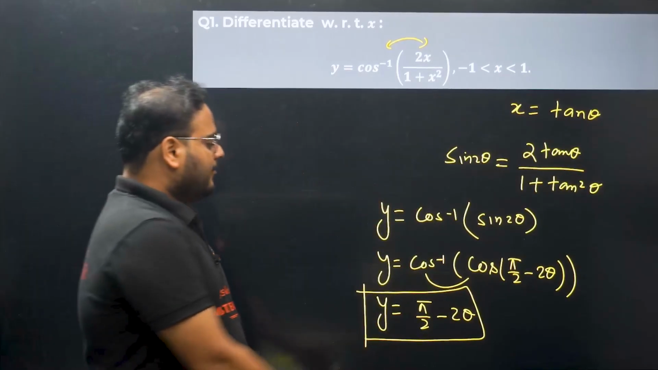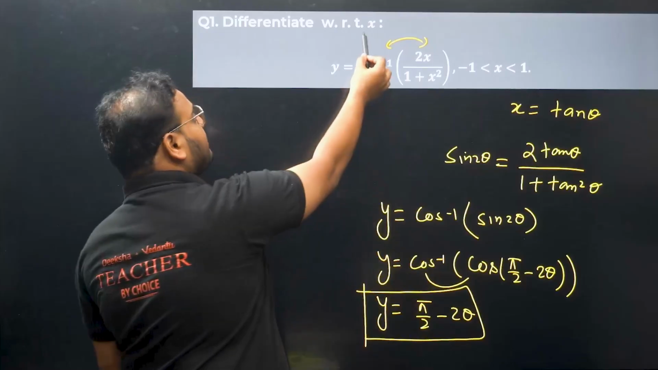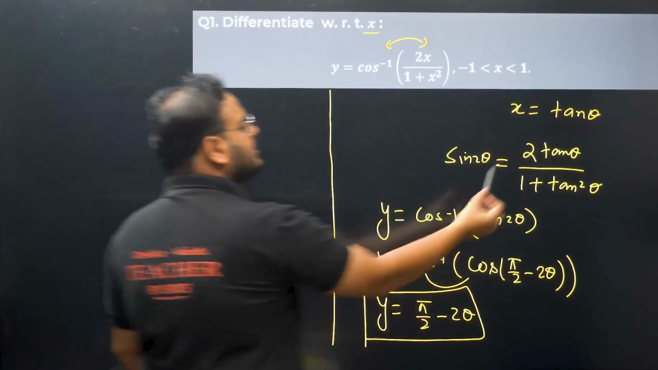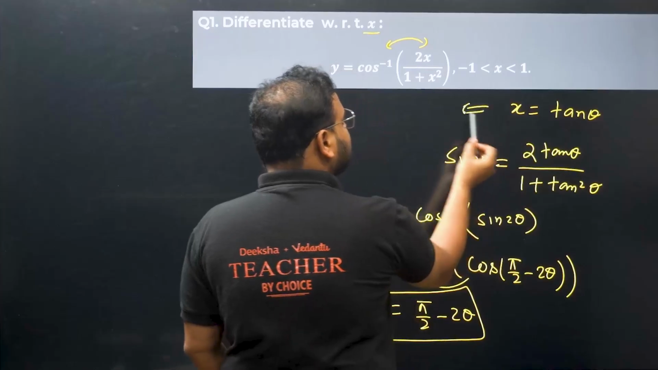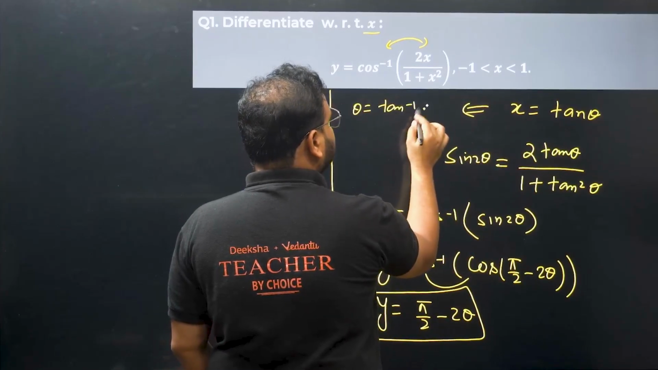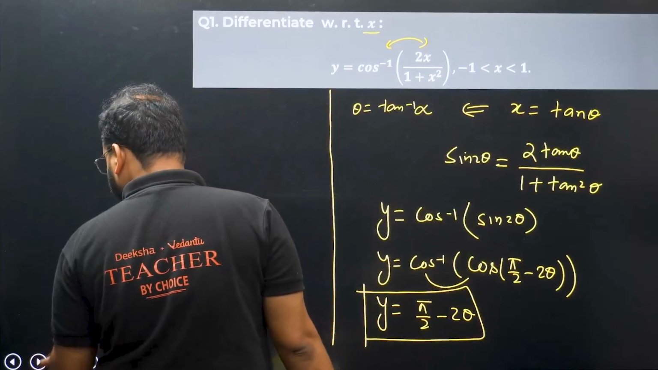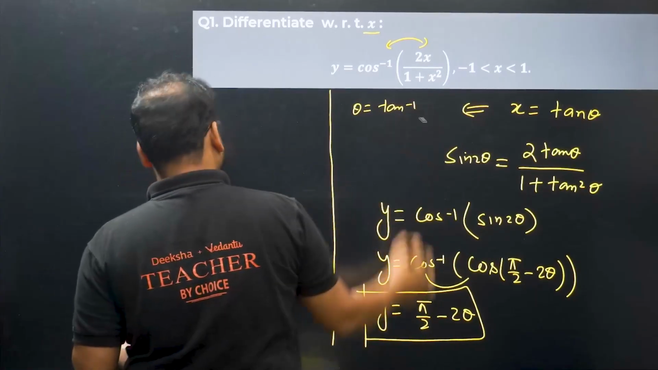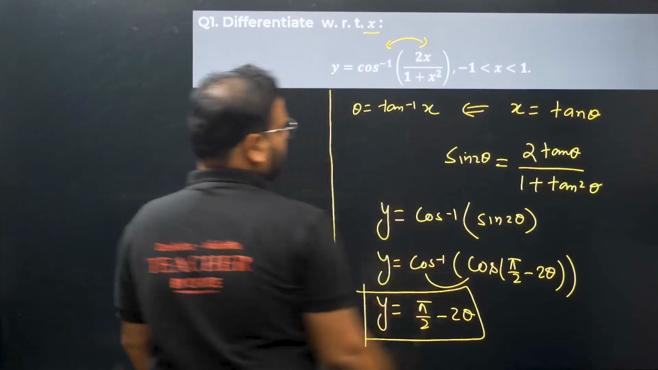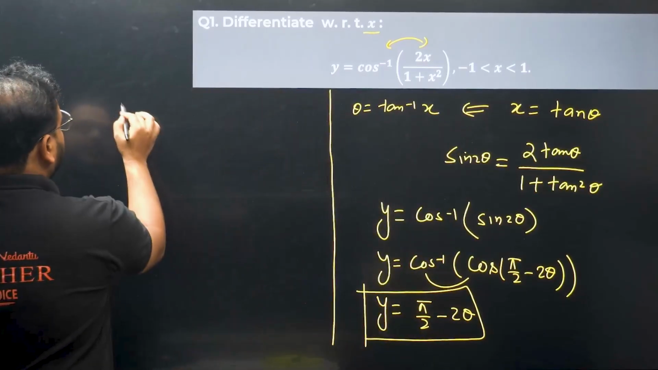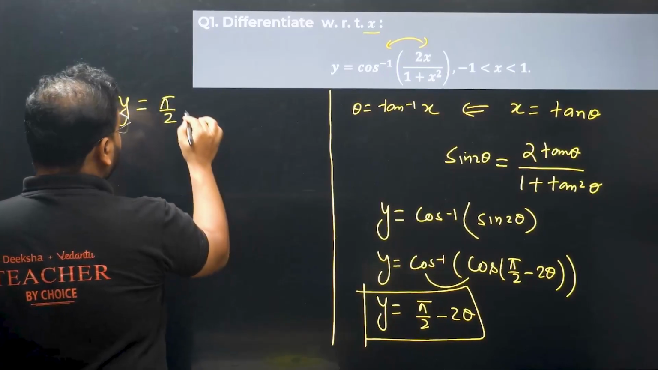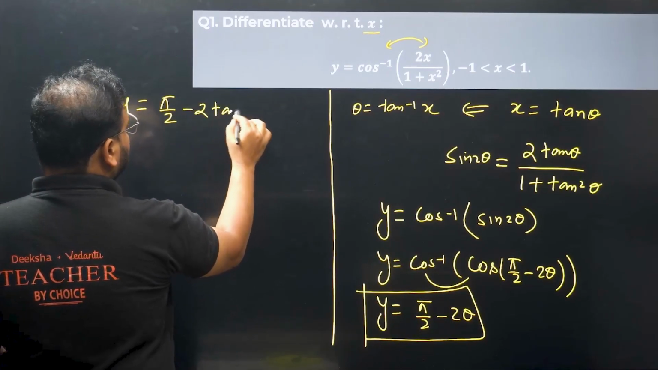What is that? Because the given function has to be in the variable x for the derivative. So write theta in terms of x. If x is tan theta, means theta is tan inverse of x. Not alpha, but x. Theta is tan inverse of x. So replace that. y equals pi by 2 minus 2 tan inverse of x.